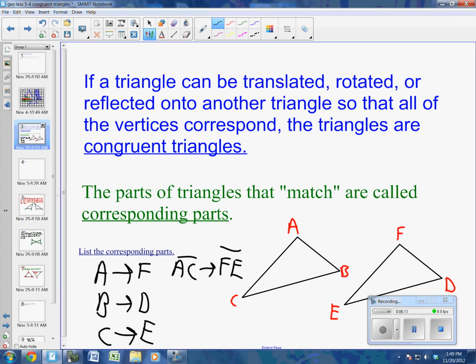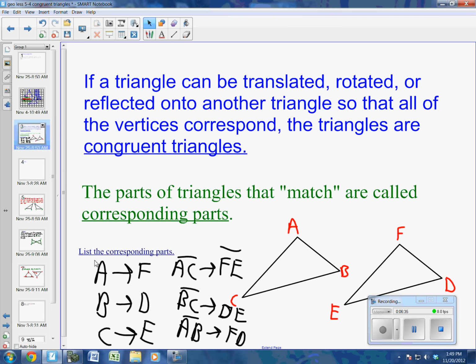Okay, name me another side. BC. What does BC correspond to? DE. And what's the last side that we haven't done? AB. What does AB correspond to? FD. Those are the corresponding parts, but those parts are also congruent if those two triangles are congruent, right? So I could have put a congruent symbol in between them. Does that make sense? Okay.